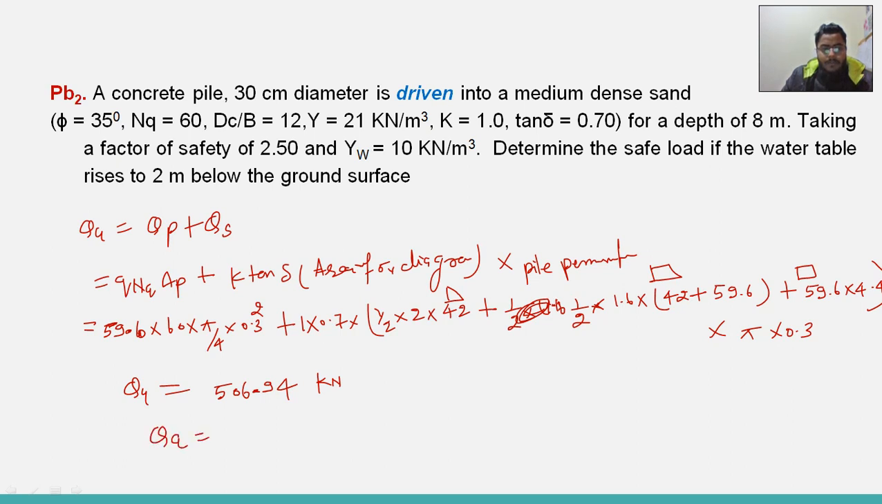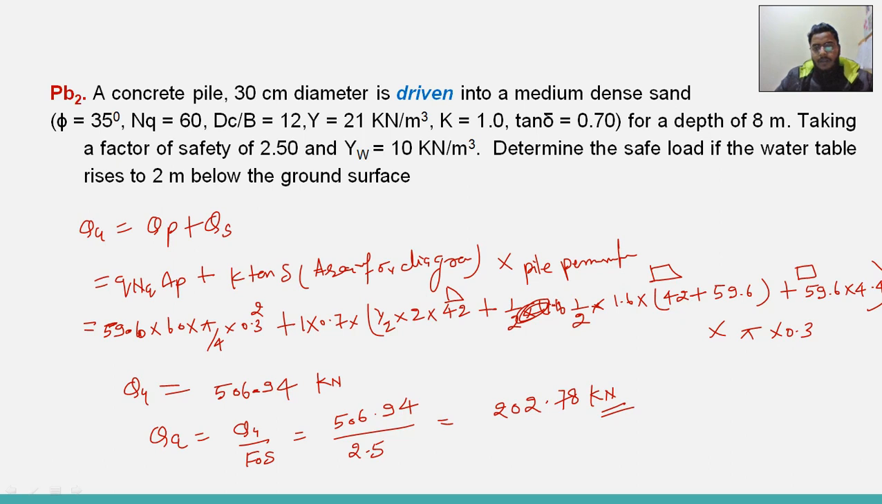So we can calculate QA, that is QU divided by the factor of safety. 506.94 divided by the factor of safety, which is given as 2.5, so it will come to 202.78 kilonewton. Okay, so always to calculate, you have to see the diagram of the CV diagram. In this case, we have divided it into three parts: triangle, trapezoidal, and rectangle.